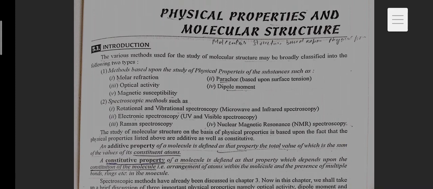Introduction. The various methods used for the study of molecular structures may be broadly classified into the following two types. First, methods based upon the study of physical properties of the substances such as molar refraction, optical activity, magnetic susceptibility, parachor and dipole moment, etc. Second type is spectroscopic methods such as rotational and vibrational spectroscopy, electronic spectroscopy, Raman spectroscopy, nuclear magnetic resonance spectroscopy, etc.